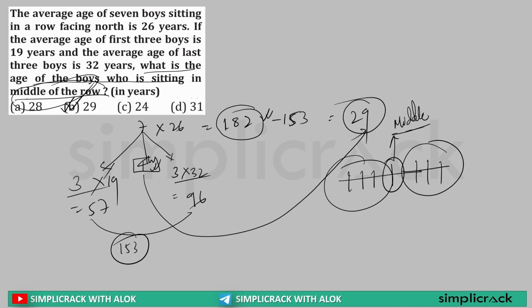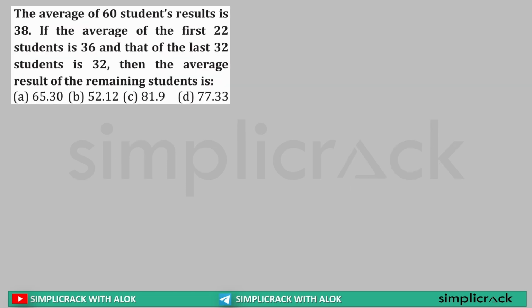Now the next question. The average of 60 students' result is 38. We will take each number as it is. 60 students, average 38. Total is equal to 6 8s are 48, 6 3s are 18 plus 4, is equal to 2280.